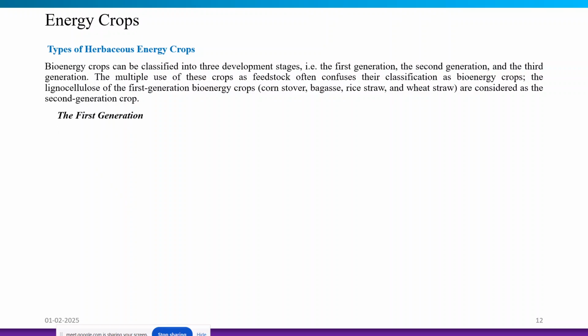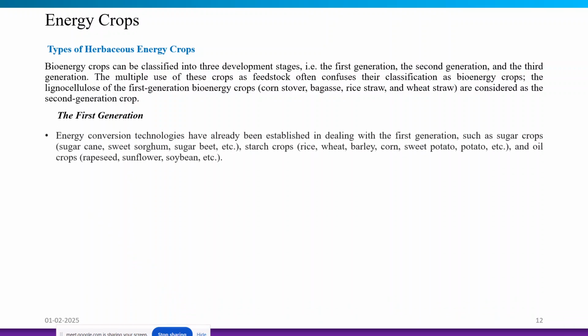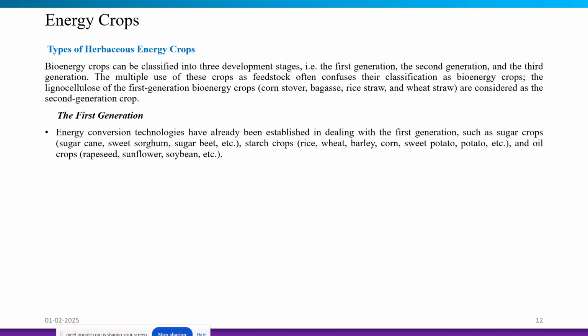For first generation crops, the energy conversion technologies have already been established, such as sugar crops like sugarcane, sweet sorghum or sugar beet, starch crops just like rice, wheat, barley, corn, sweet potato, and oil crops like sunflower, soybean, or rapeseed. These are first generation herbaceous energy crops.